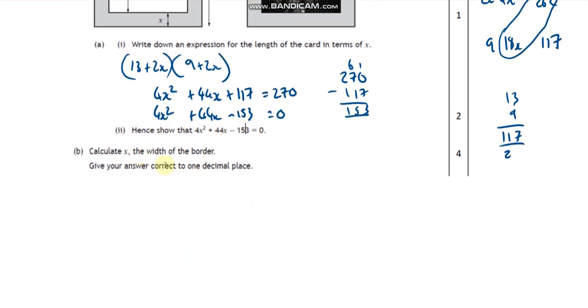And the next one, calculate the width of the border to 1 decimal place. Well, there's your clue, isn't it? How could you possibly solve this to 1 decimal place? You're going to use negative b plus or minus the square root of b squared minus 4ac, and you will discount one of your answers because one will be a negative, and that won't make any sense.